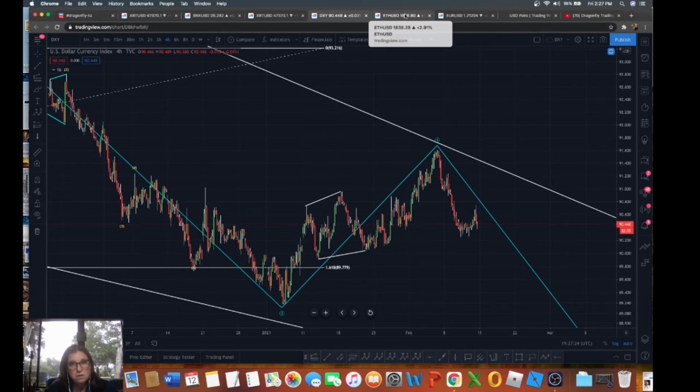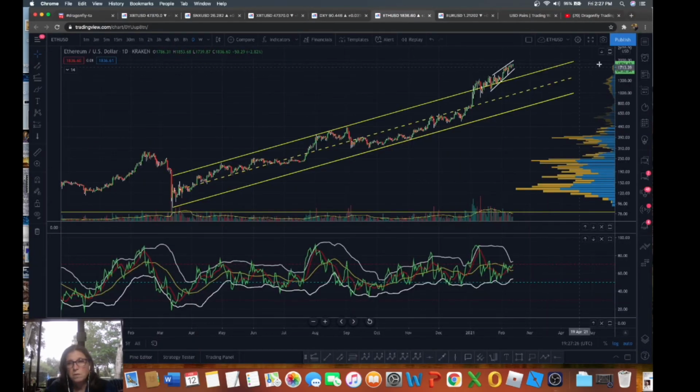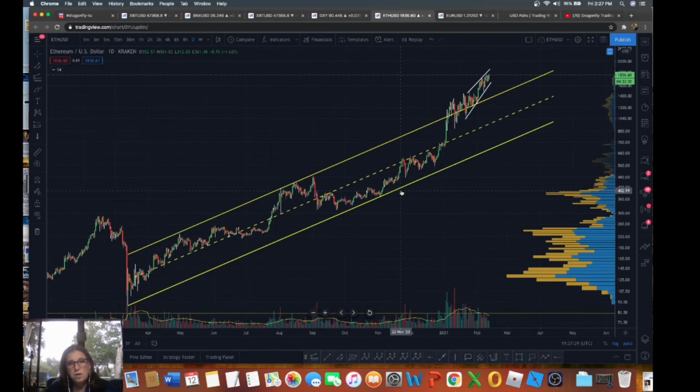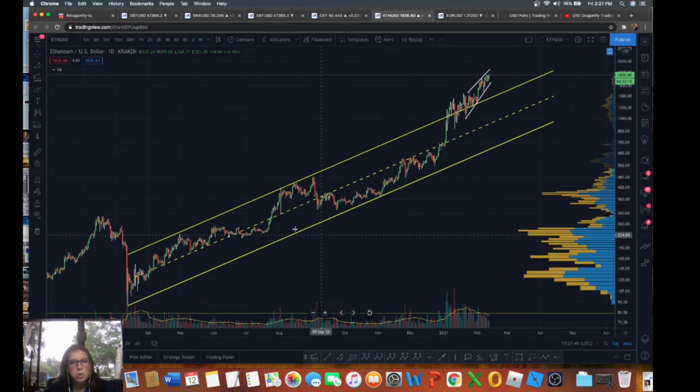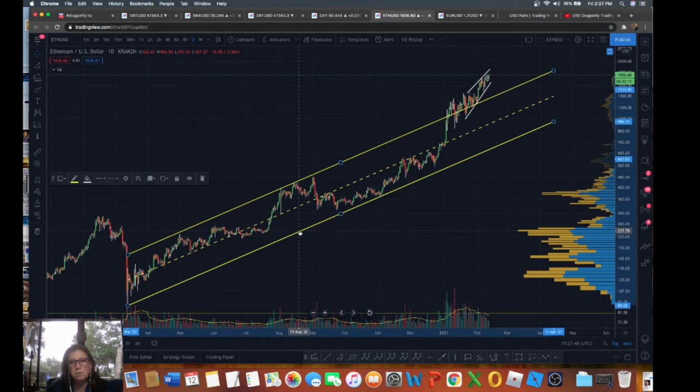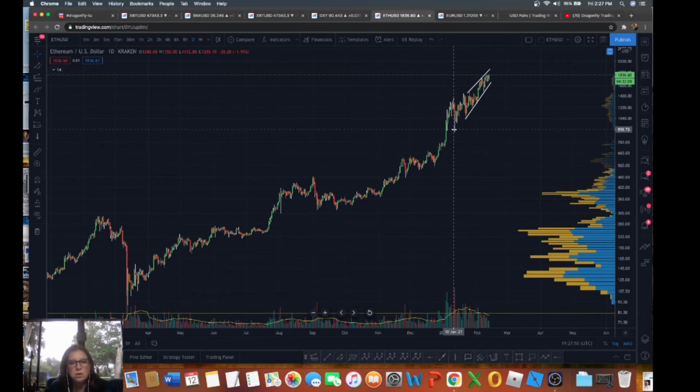Let's go over to ETH. So ETH has been in this channel basically until it broke out up here. Now this is on log. If you go on linear, as you can see, this channel doesn't work at all. So regardless of the channel, what I see here is this wedgy looking upwards movement. And it's continued to be in this wedgy upper movement.